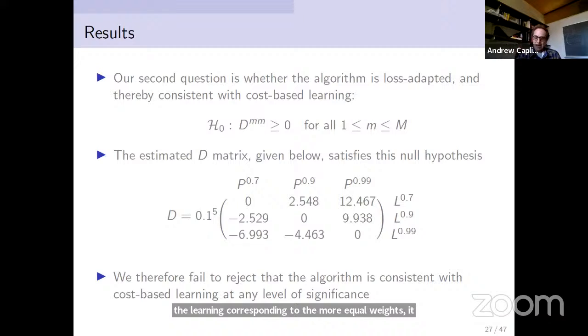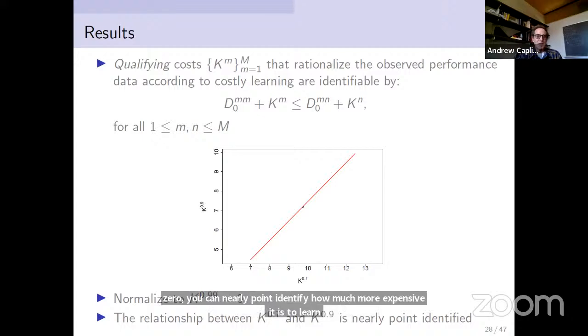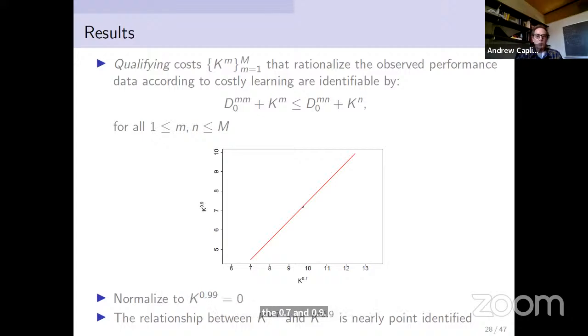And that is, in fact, one can characterize the setting, the qualifying costs, all of them can be computed off the matrix. And you normalize to the cost of the bad learning being 0, you can nearly point identify how much more expensive it is to learn the 0.7 and 0.9. So something is going on in which the 0.99 is just a really bad choice. It results in crappy learning. That's what's happening.